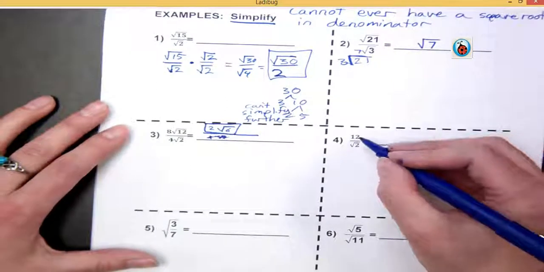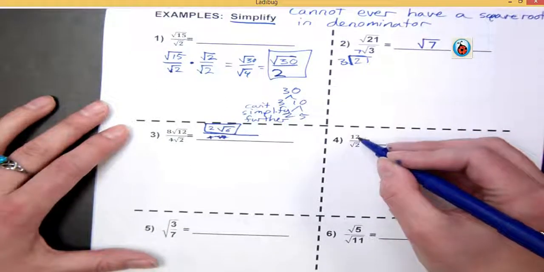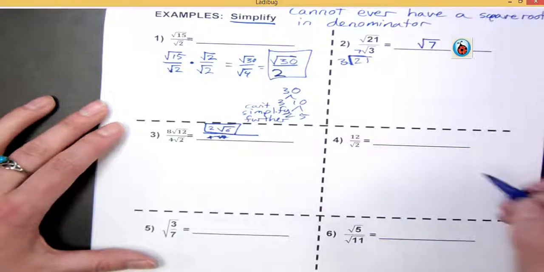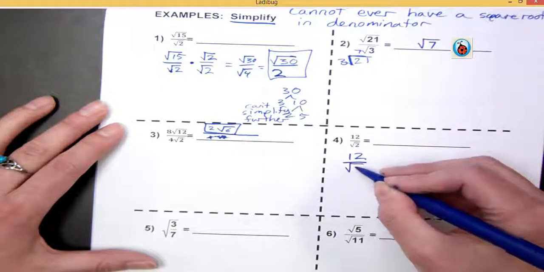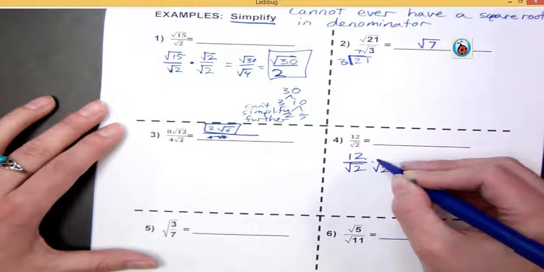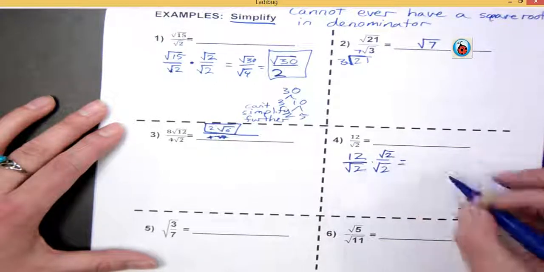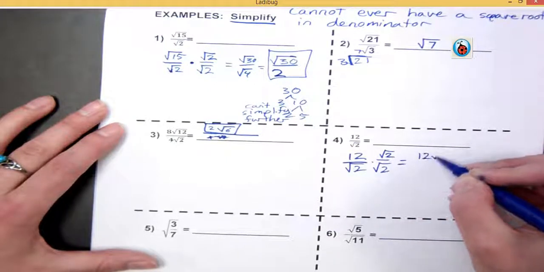Next one. Okay, I can't divide these. 12 does divide by 2, but 12 is a whole number. 2 is a radical. I can't divide those evenly, so I have to do the steps of simplifying first by multiplying by root 2 over root 2. So then this gives me 12 root 2.